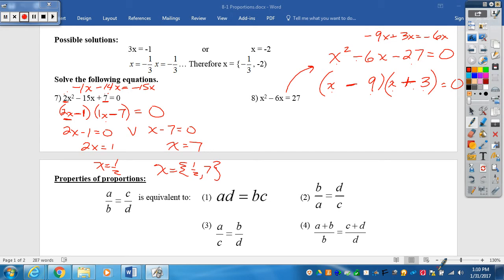From there, all right, so from there, like I was saying, the product of those two is going to be 0. And so what I'm going to do is separate them, set them equal to 0. And then I just go ahead and solve for x. And so x equals 9 and negative 3.